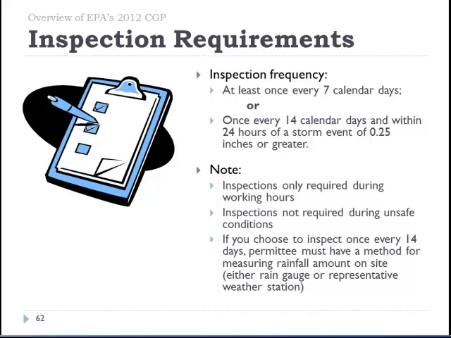And if you're conducting your inspection according to the schedule of once every 14 days and within 24 hours of a quarter-inch storm event, you must have a method of measuring the rainfall that is occurring. So you would either need to keep a properly maintained rain gauge on your site, or you could obtain weather or rainfall data from a weather station that's representative of your location. Regardless of which method you choose, you need to keep a log of all rainfall data.